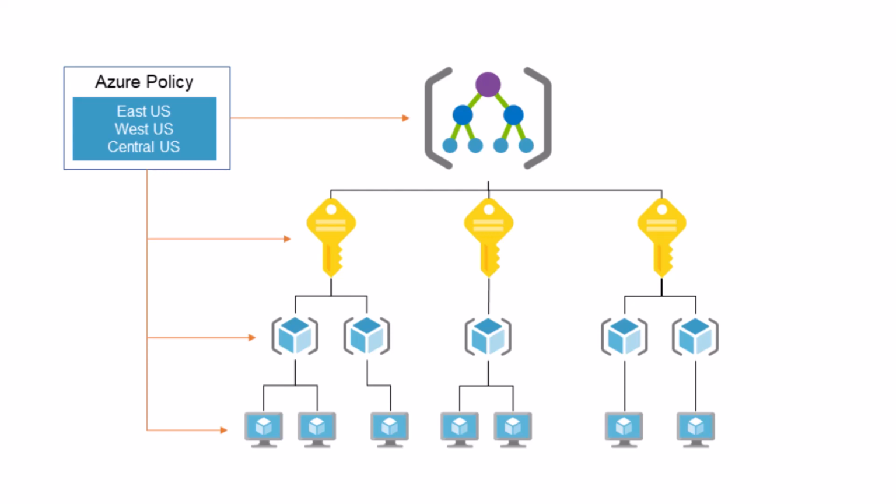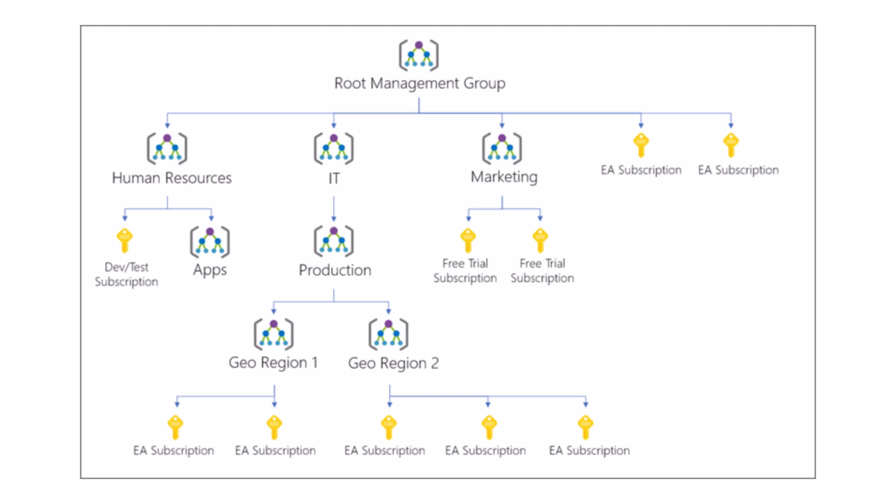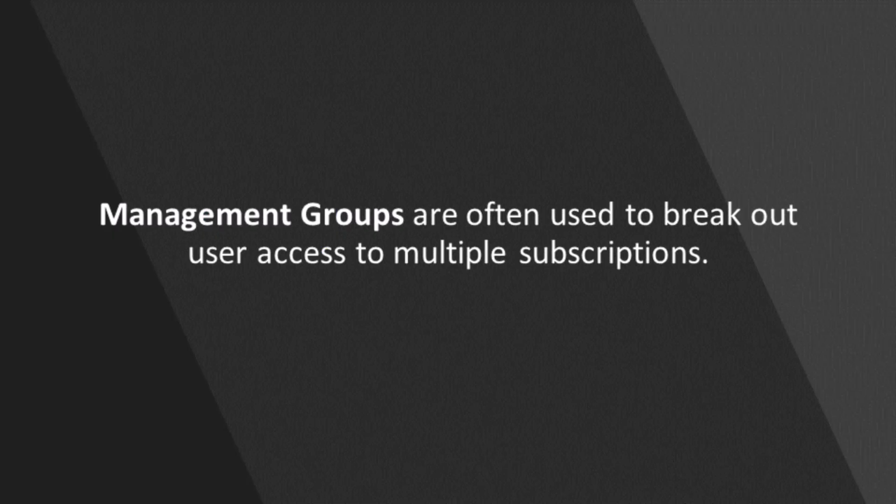Now, what management groups do is allow you to build a more flexible management structure to organize your resources into a hierarchy for that unified policy and access management. The image on your screen shows an example of what you can do to create a hierarchy for governance using management groups.